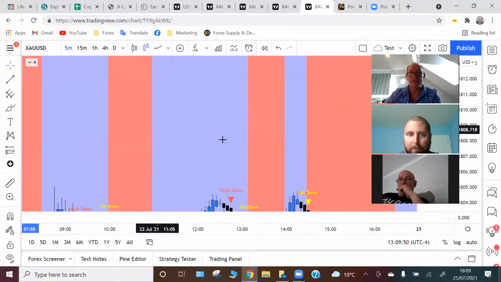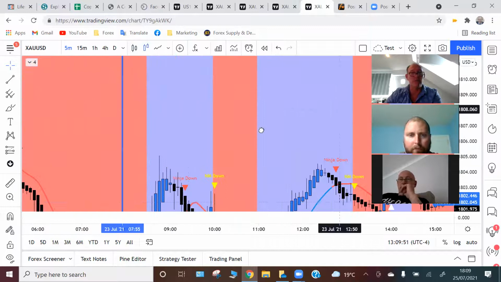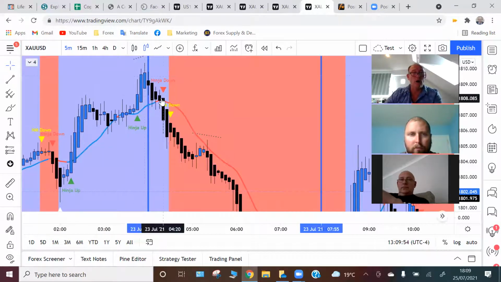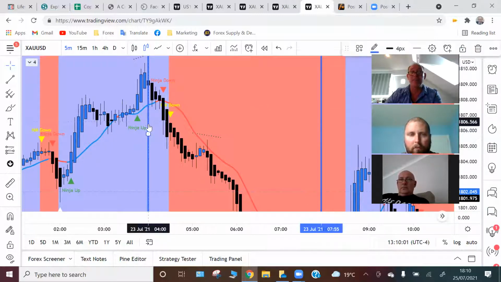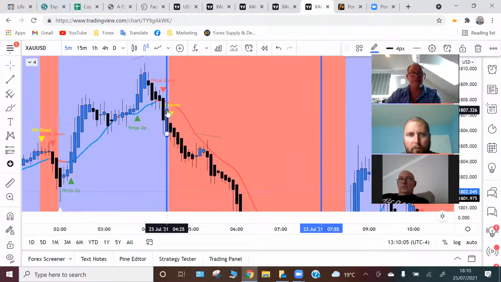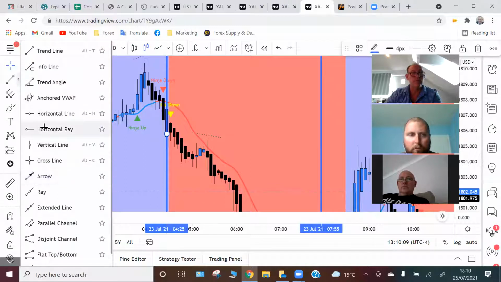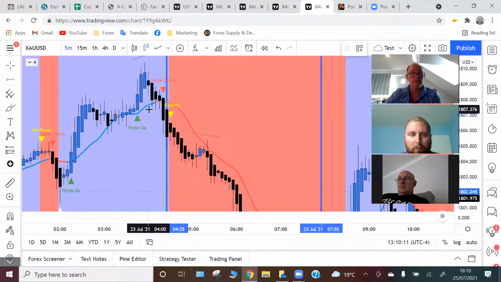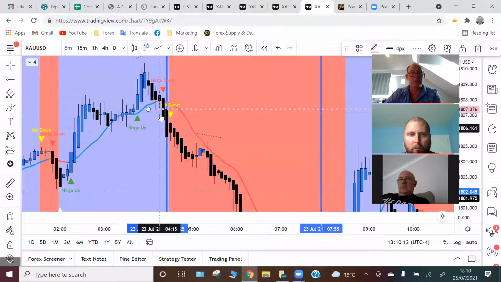So I want to give you a real life example. We got the ninja down, and I enter on the next candle. That was the early entry with the change color. We enter on that candle there, and I'll put a stop on it, which is typically halfway between that one there.